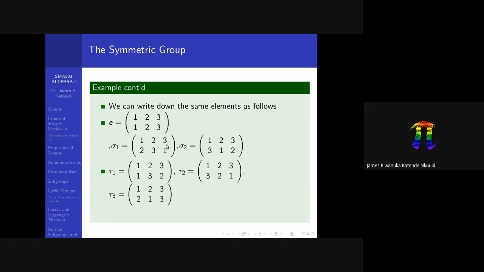This is called the 2-line notation. Some books may call it different things, but we can call it the 2-line notation. So the same maps can be represented in this manner. It's just another way of writing the same maps. Right? So you can take some time to look at this so that you see what is going on.